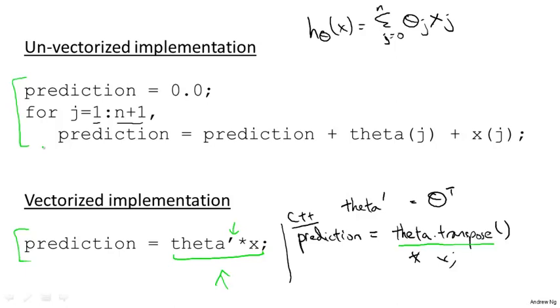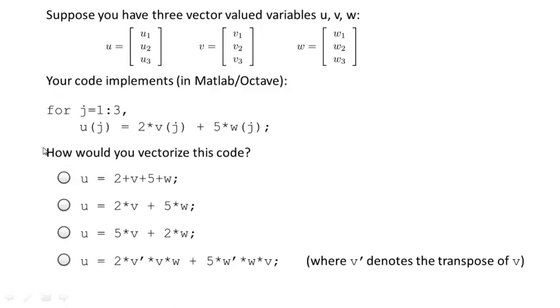Now, I'd like you to try a vectorization example, and try to derive a vectorized implementation of something. So here's what I want you to do. Suppose you have three vector valued random variables, u, which is a vector, or really an array of three elements, v and w similarly. And suppose that you have a piece of MATLAB or Octave code that does this.